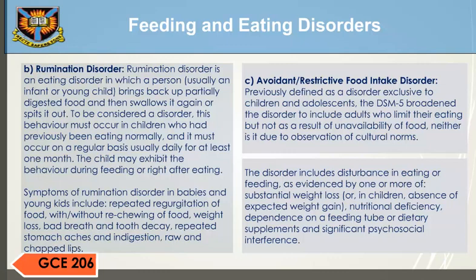Previously defined as a disorder exclusive to children and adolescents, the DSM-5 broadened the disorder to include adults who limit their eating, but not as a result of unavailability of food. Neither is it due to observation of cultural norms. The disorder includes disturbance in eating or feeding, as evidenced by one or more of: substantial weight loss, or in children, absence of expected weight gain; nutritional deficiency; dependence on a feeding tube or dietary supplements; and significant psychosocial interference.